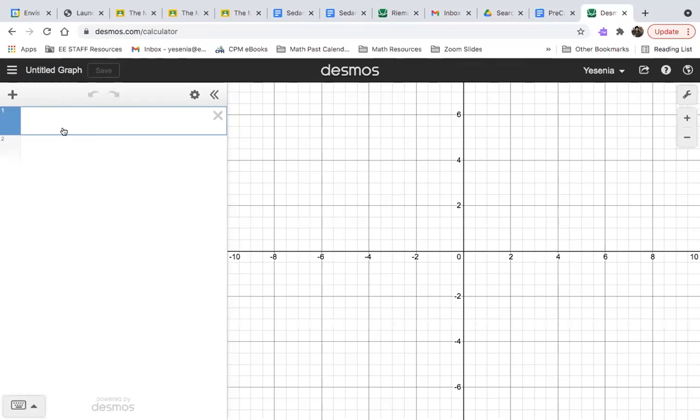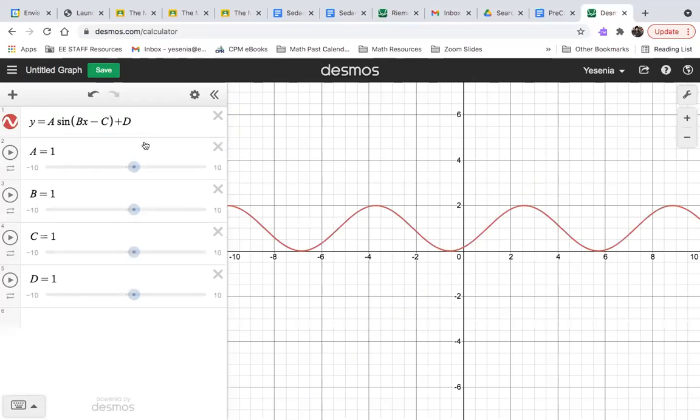But basically you're going to type out your parent function. A lot of us have sine, some have cosine. So it's going to be A sine(bx minus c). This is me typing out that parent function plus d. And then notice how it says add slider. I'm just going to do all. And then it automatically chooses 1 for everything.